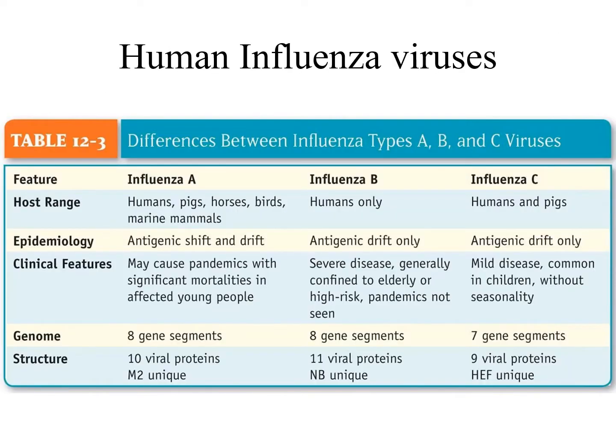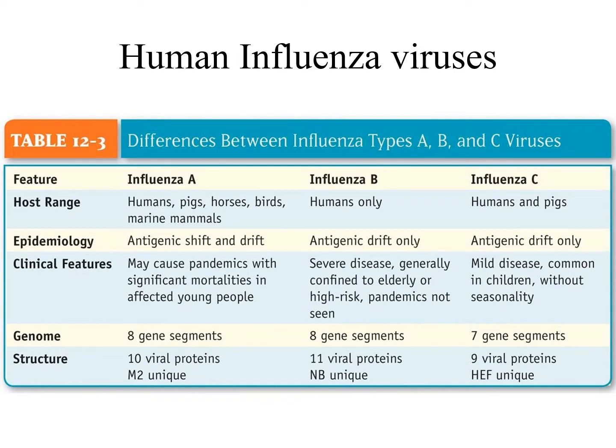So what are the differences between influenza A, B, and C? Influenza A, for the host range, can infect all mammals, animals, reptiles, so it can infect humans, pigs, horses, birds, marine animals. Influenza B and C mostly infect humans, and C has the ability to infect pigs as well. When we talk about influenza virus infections in humans, we talk mostly about influenza A and influenza B. C causes mild infection, so we do not usually talk about influenza C.